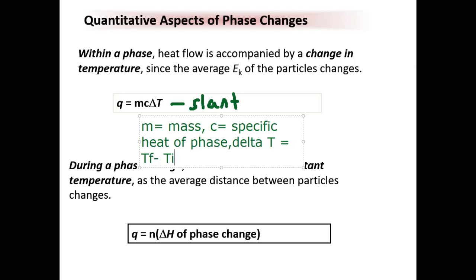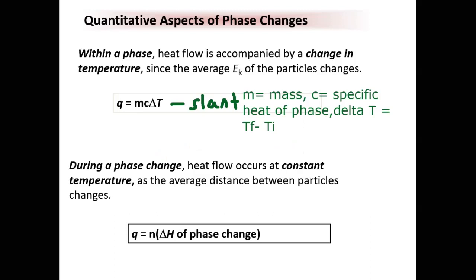Again, if we're on a slant on that heating or cooling curve, we're going to be using this equation. Now, if we're at a plateau, we use the bottom equation, which is Q equals n times the appropriate delta H. These are the only two equations we're going to need to calculate the total heat needed to heat or cool a substance.